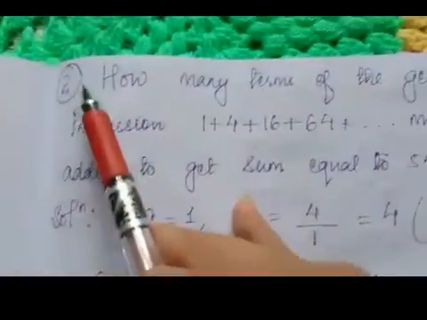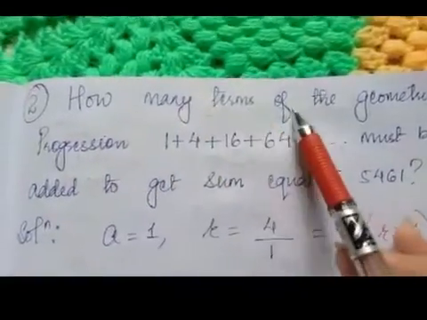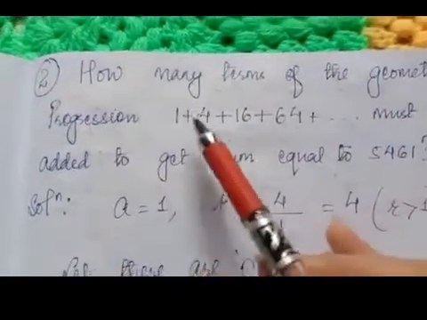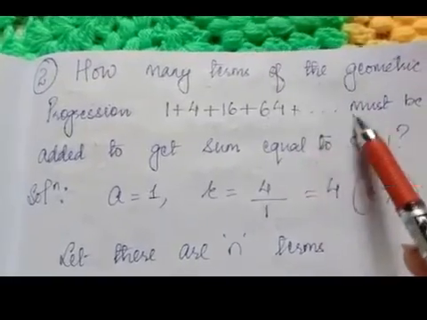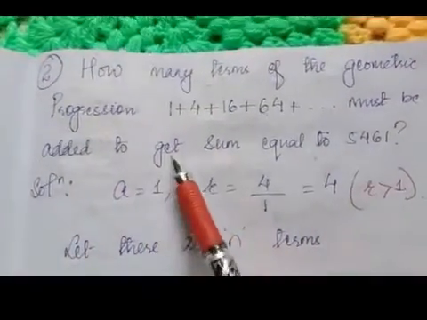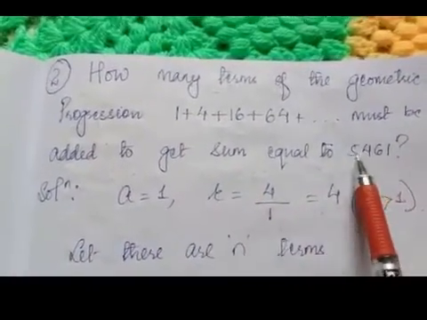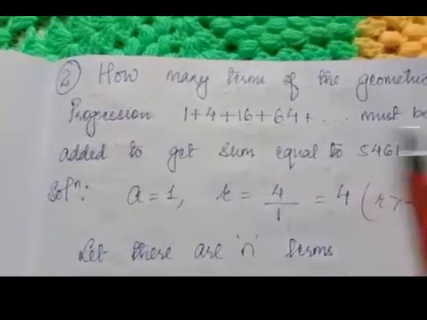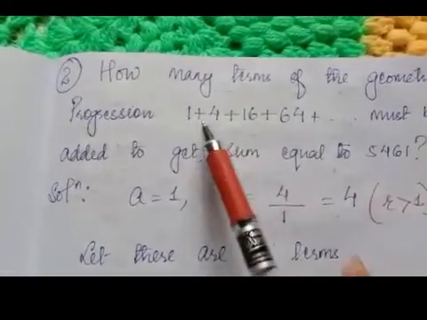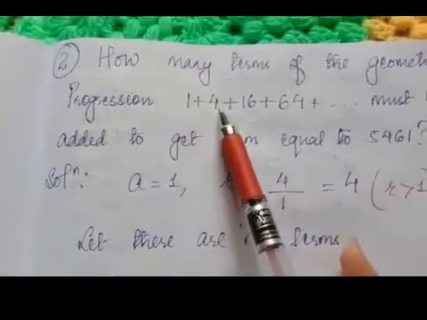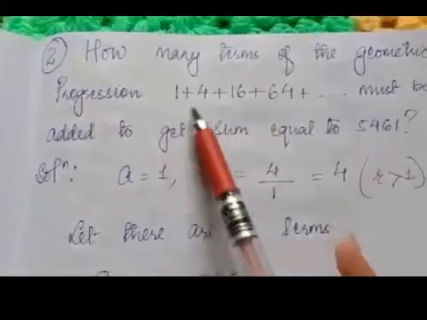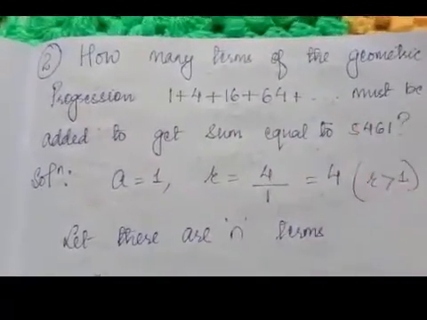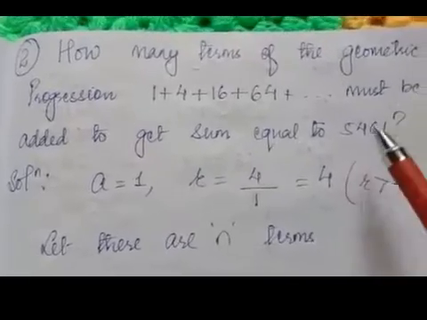Now question number 2: how many terms of the geometric progression 1 + 4 + 16 + 64 + dot dot must be added to get a sum equal to 5461. So in this given GP, the first term is 1, the second term is 4, the third term is 16, the fourth term is 64. So in this question, how many terms you have to take so that when you add those terms, the answer will be 5461.